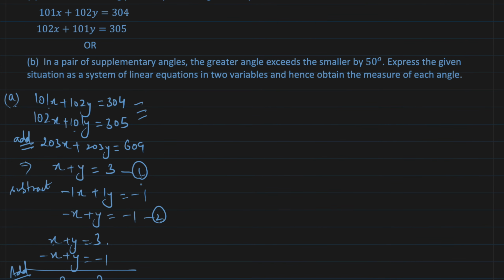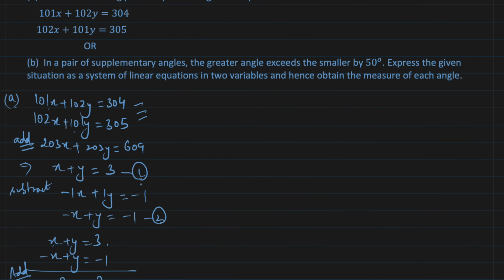Now let's do the B part over here. In a pair of supplementary angles, the greater angle exceeds the smaller angle by 50 degrees. Express the given situation as a system of linear equations in two variables and hence obtain the measure of each angle. So we need to get two angles, right?